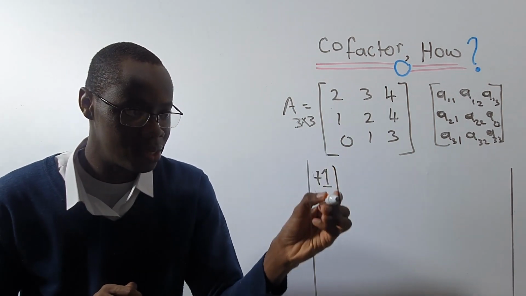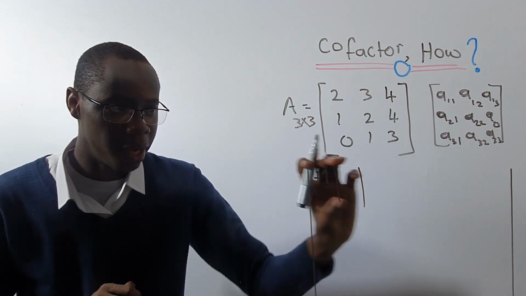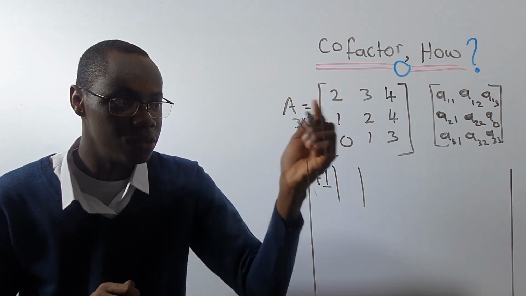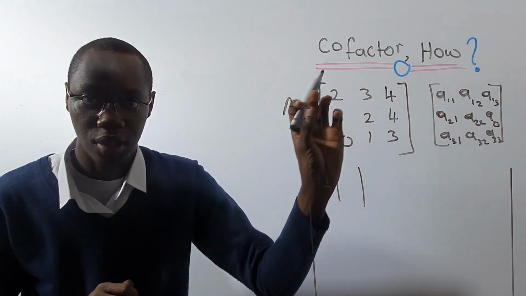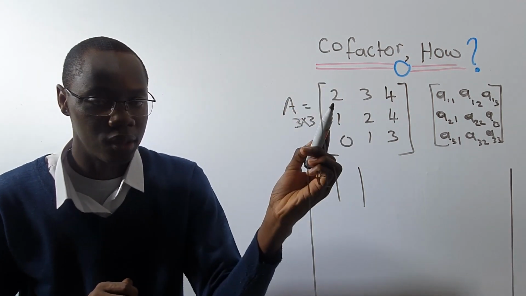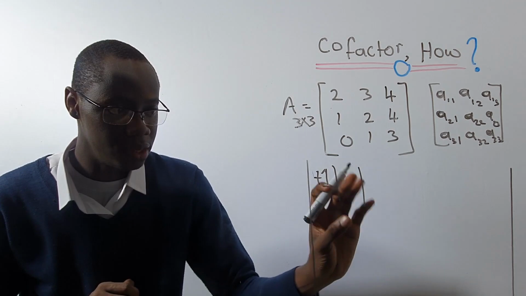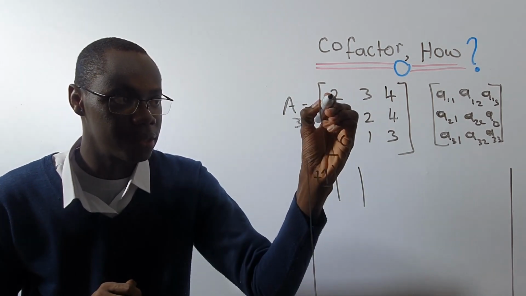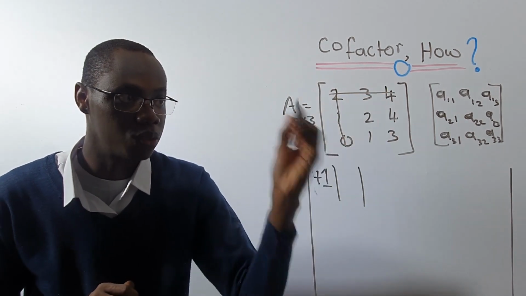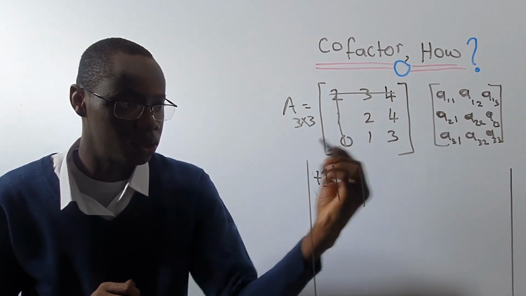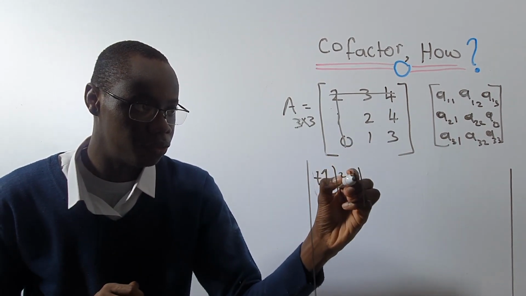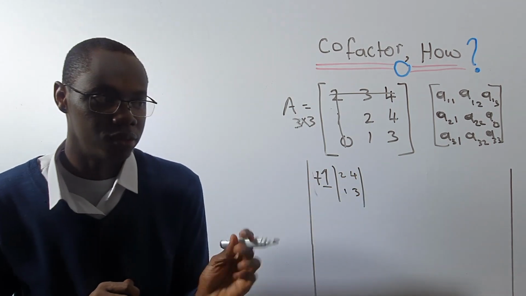Now what is the minor? To find the minor, all we need to do is delete the row and the column associated with this 2 here. That's the first thing to do to find the minor. So delete the row and the column associated with the 2 that we are working with. So what are you left with? 2, 4, 1, 3. So just write it here. 2, 4, 1, 3. Very simple.